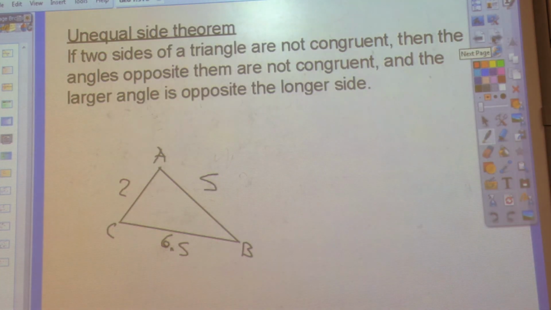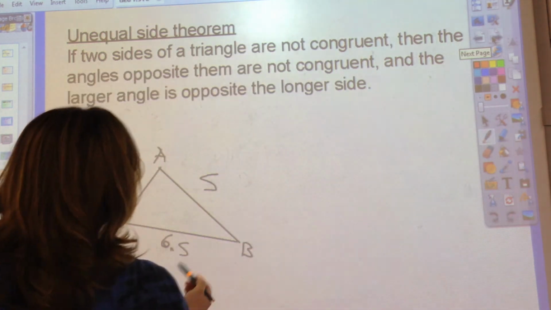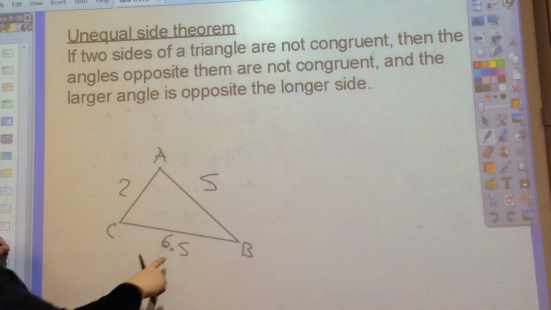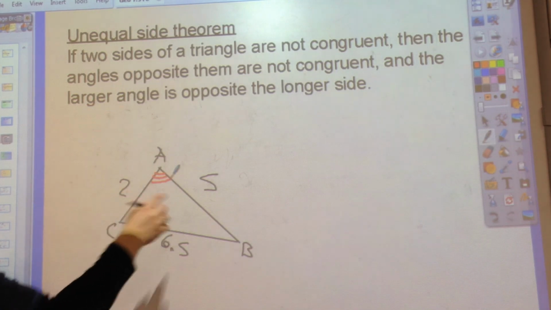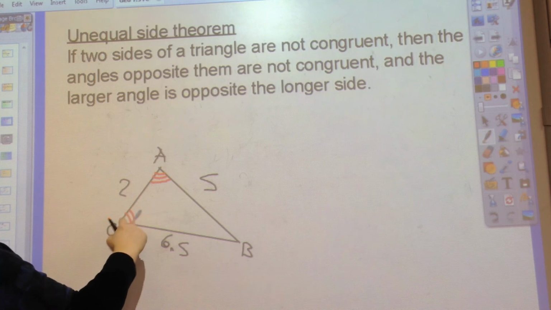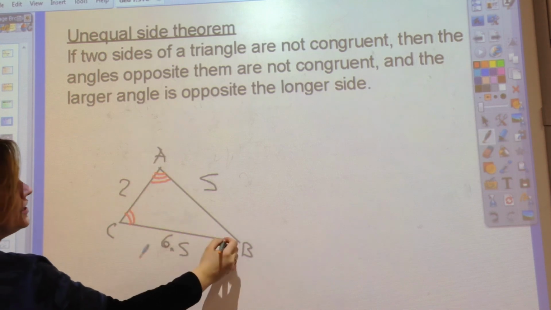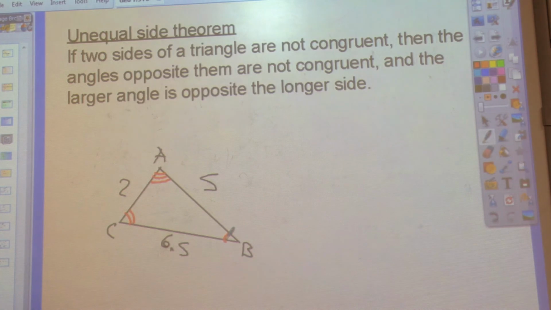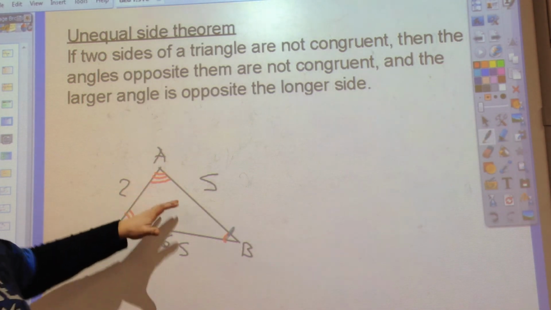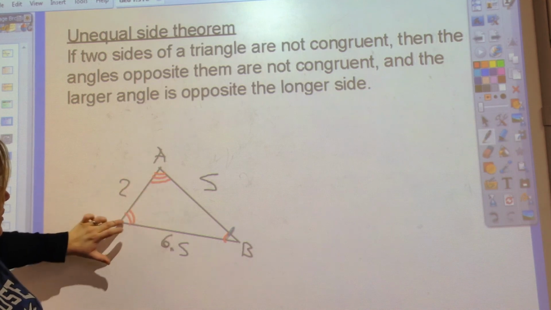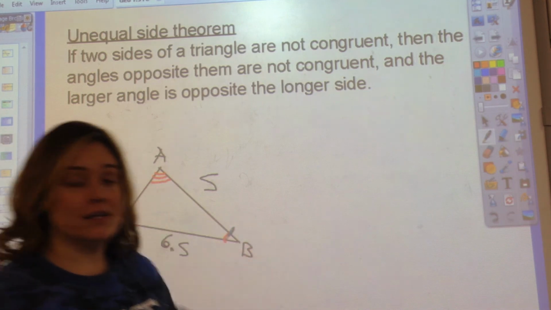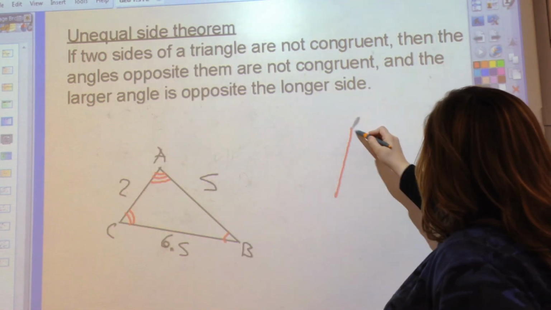The unequal side theorem. If 2 sides of a triangle are not congruent, then the angles opposite them are not congruent. And the larger angle is always opposite the larger side. So that means since this is my longest side, I would expect this to be my biggest angle. This is the next largest side, so I'd expect this to be the next largest angle, and this smallest side would be across from the smallest angle. Now, these dash marks don't mean biggest and smallest. I just did that so that you could see the comparison.